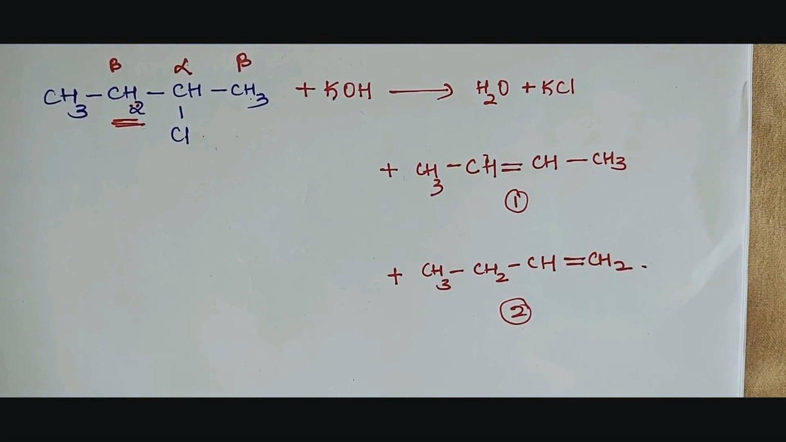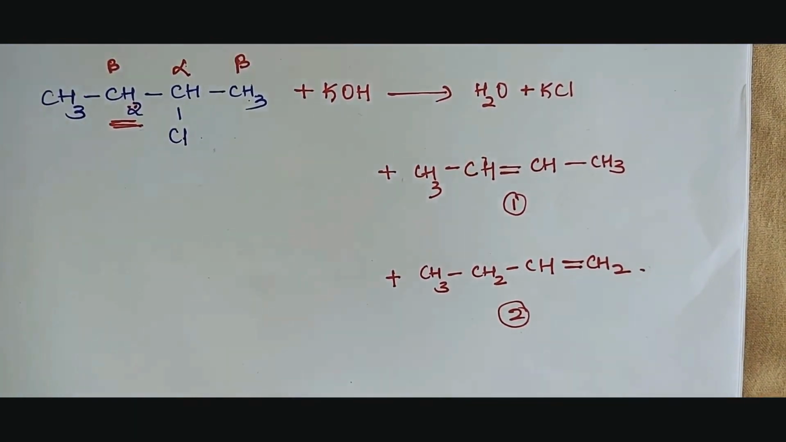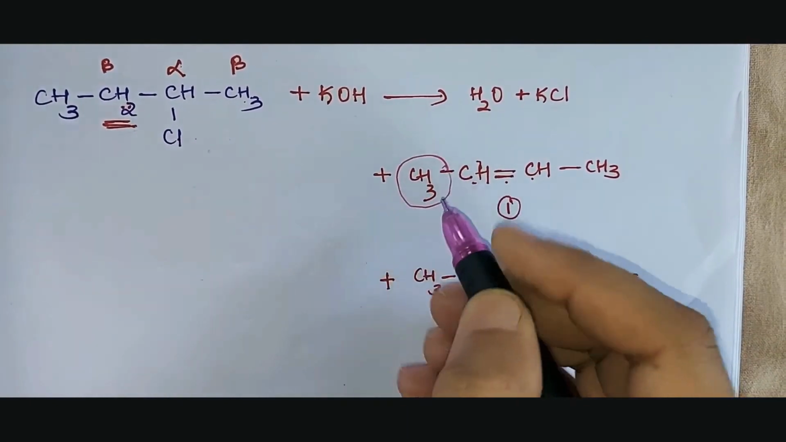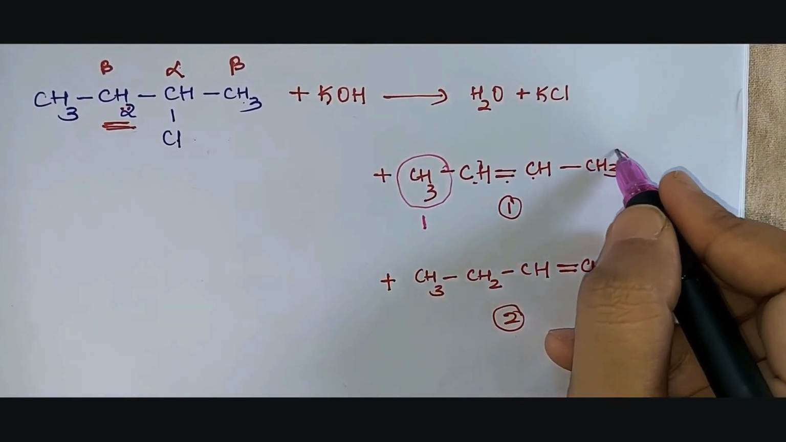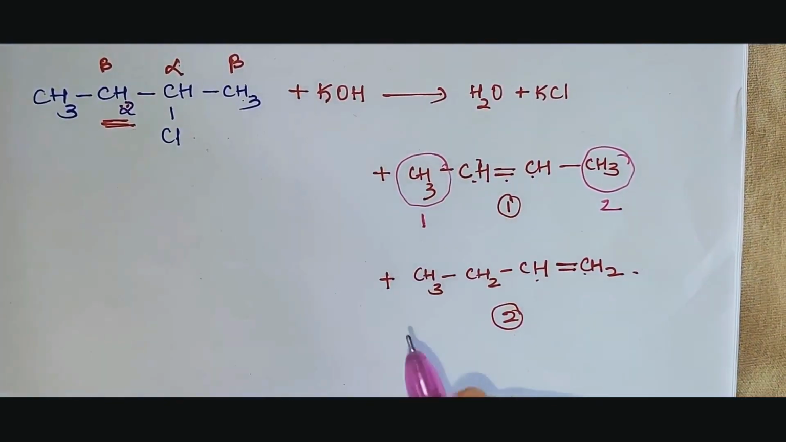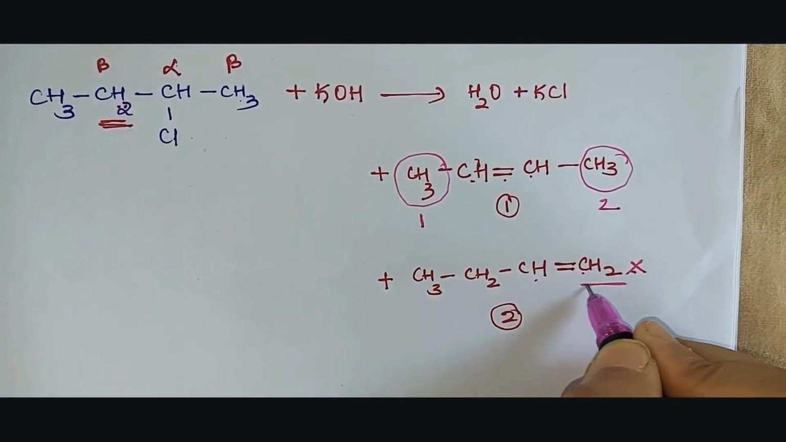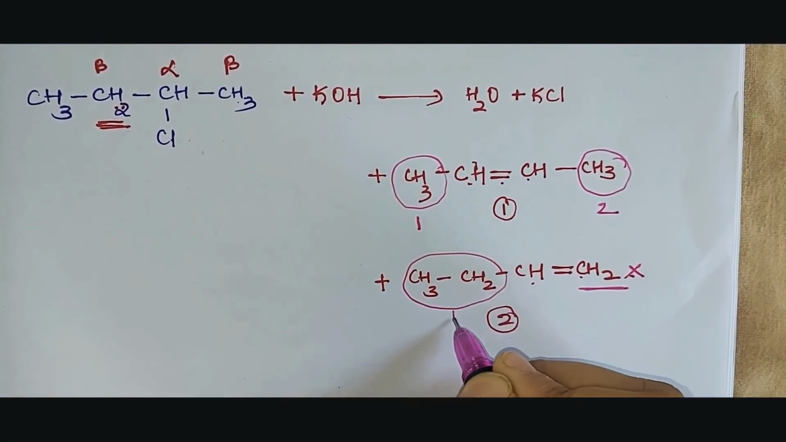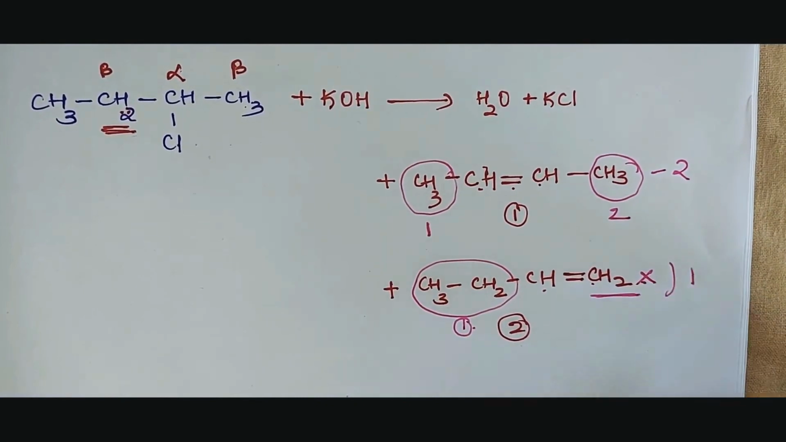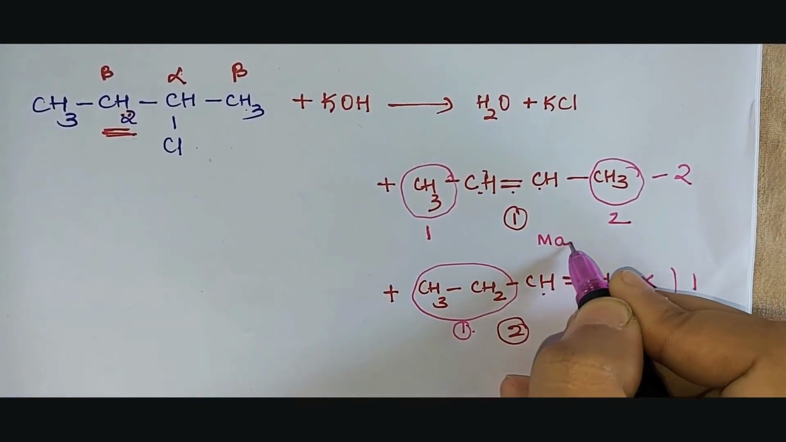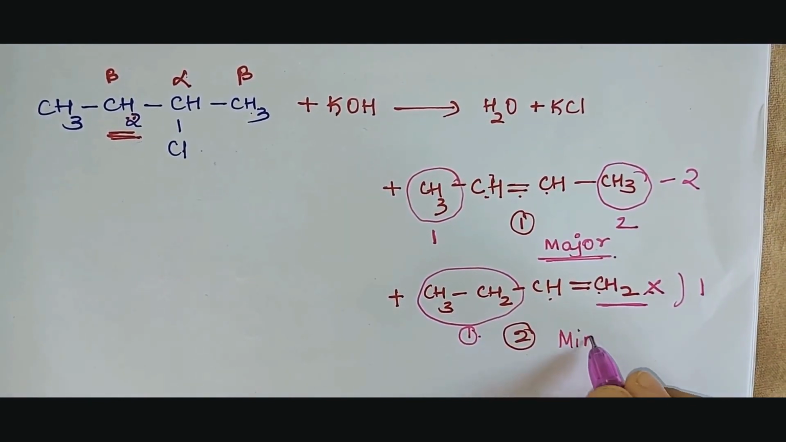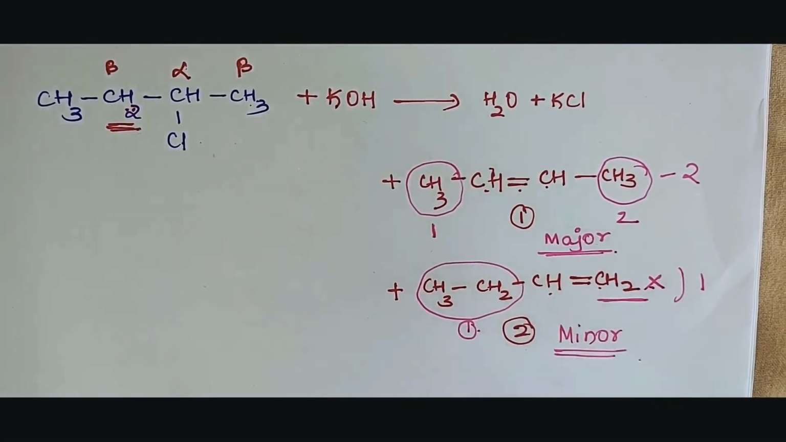We have studied in the Zaitsev rule that the major one is the one which has the greater number of alkyl groups. Across the double bond in the first product, you can see one methyl group on one side and one more methyl group on the other side, so two alkyl groups are present. Whereas in the second case, across the double bond, on one side there is no alkyl group, and on the other side one ethyl group. So the first has two alkyl groups, and the second has only one. The greater the alkyl groups, the major the product. So the first one becomes the major product and the next is the minor product. This is how it is based on the Zaitsev rule.